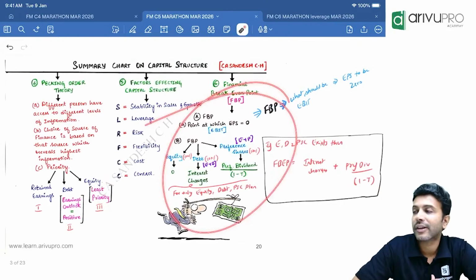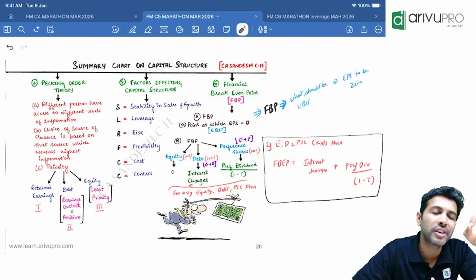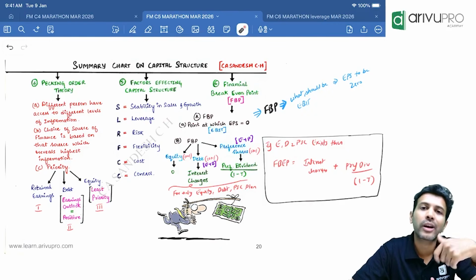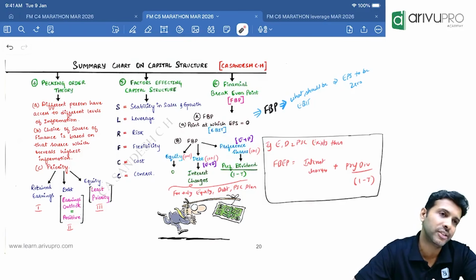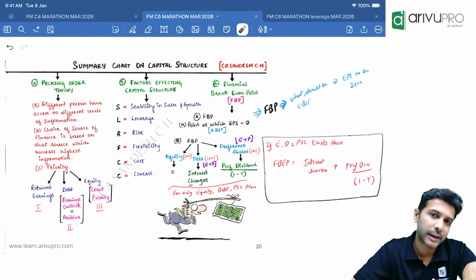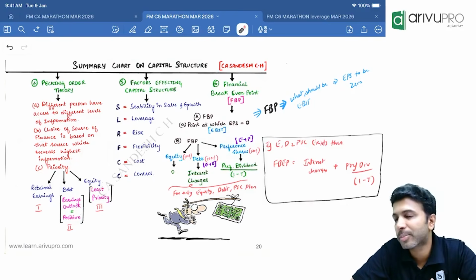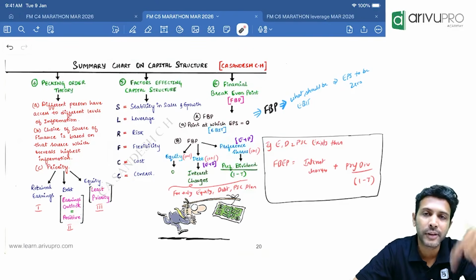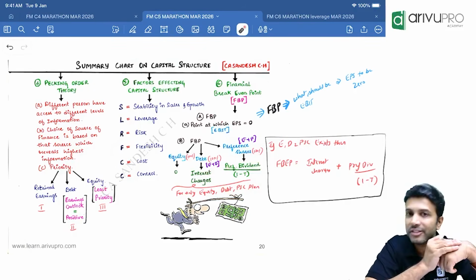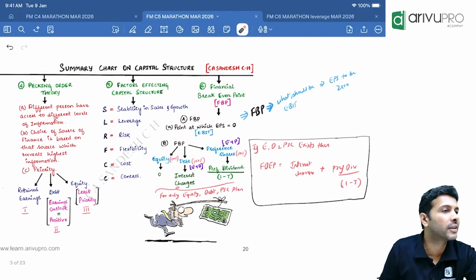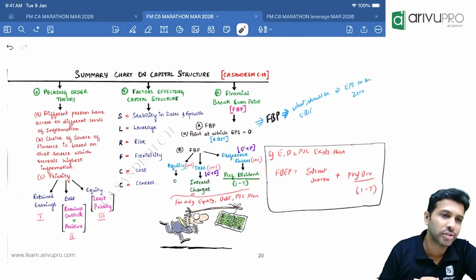Then financial break-even point. Financial break-even point means what should be the EBIT so that EPS becomes 0? So that depends on what kind of a plan. If it is 100% equity plan, then for EPS to become 0, EBIT also should be 0. If it is equity plus debt plan, EBIT should be equal to interest charges. If it is equity plus preference shares plan, then EBIT should be equal to preference dividend divided by 1 minus tax rate. If you have all the three, then financial break-even point means EBIT should be equal to interest charges plus preference dividend divided by 1 minus tax rate. Whatever number you get, that should be the EBIT. Only then EPS will become 0.